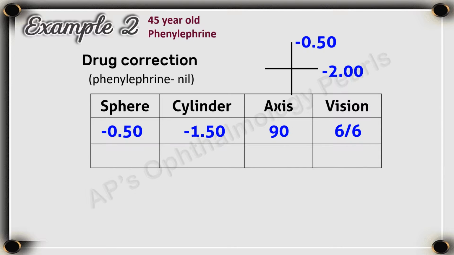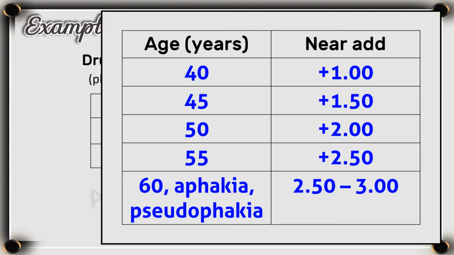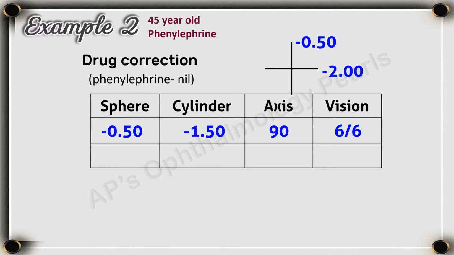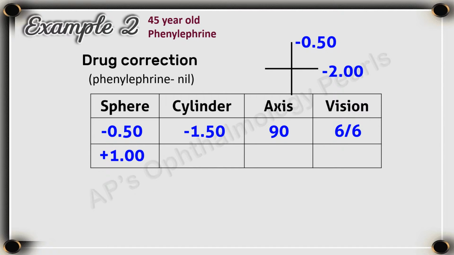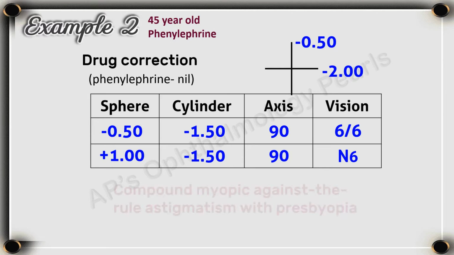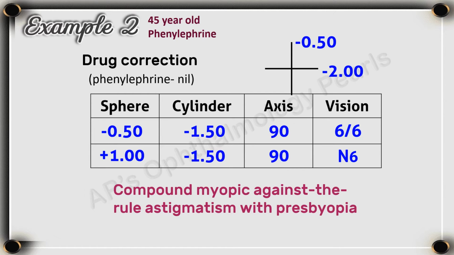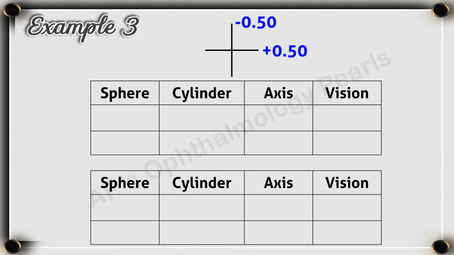Now, since the patient is 45 years old, we need to write a near add. For the refraction case, an age-wise approximation may be made in accordance with the following. So, since this patient is 45 years old, we shall add plus 1.5 diopters, and this value should be added to the sphere alone. So, here it will be minus 0.5 plus 1.5, which is equal to plus 1. The cylinder and axis should be copied down without any change. Here we shall write the vision for this power, and the diagnosis is a compound myopic against the rule astigmatism with presbyopia.